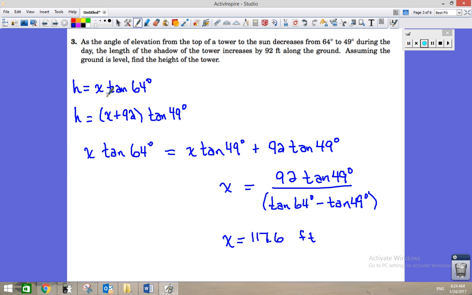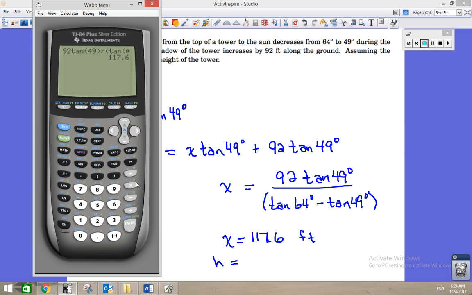So we'll multiply that times the tangent of 64. So if I multiply this by the tangent of 64, I'm getting this height of the tower to be 241.1 feet, rounded to the nearest tenth of a foot.